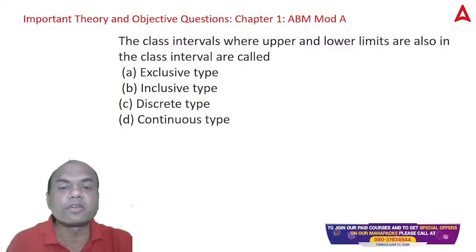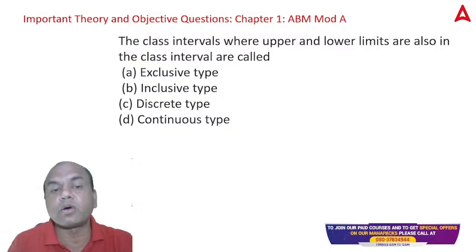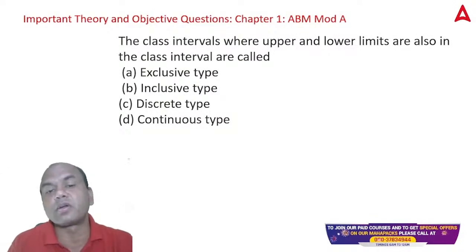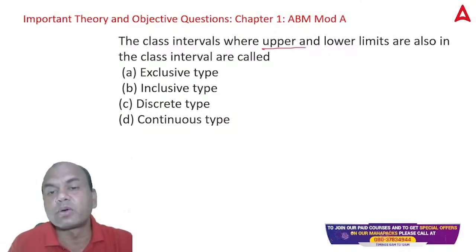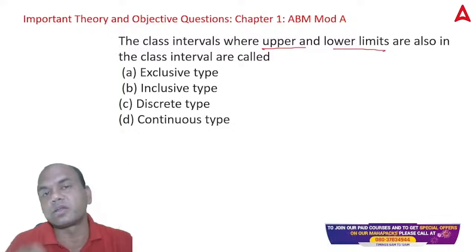The class intervals where the upper and the lower limits are also included in the class interval are called as, here, upper and the lower limits are also included. Now what do you mean by this?